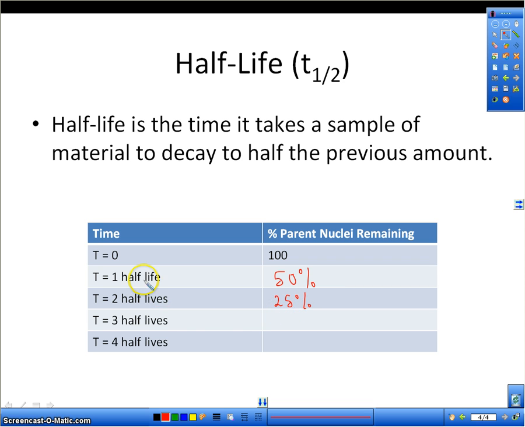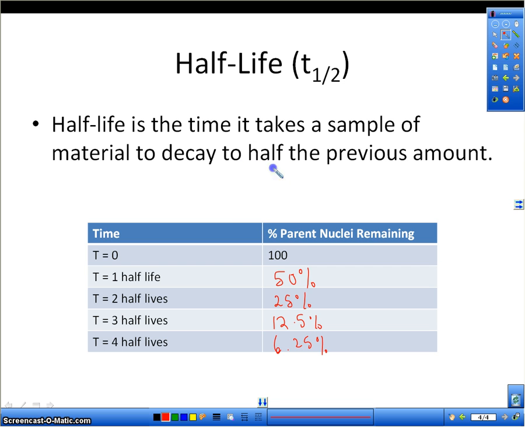After another half-life, so after 3 half-lives of time, whatever that is, you'd be at 12.5%. And then after 4 half-lives, you'd be at 6.25%. And you could keep going from that. 5 half-lives, 6 half-lives, each time going down by half the remaining amount.